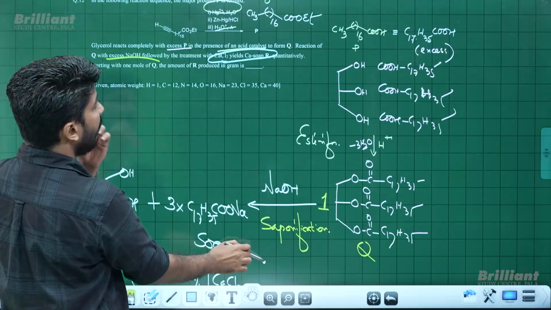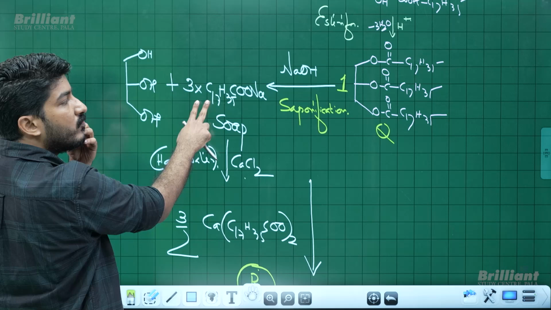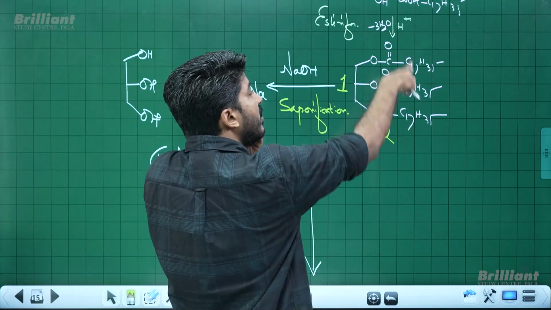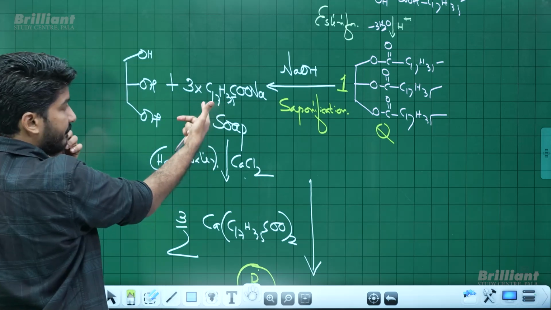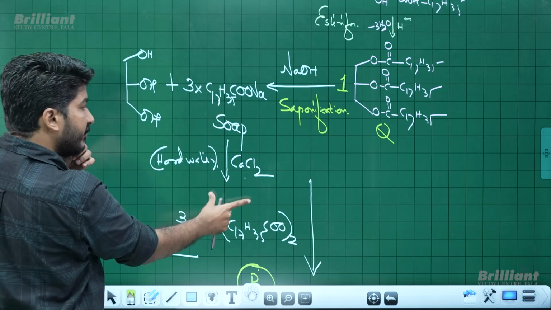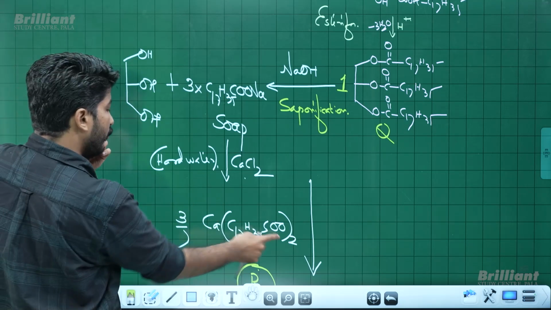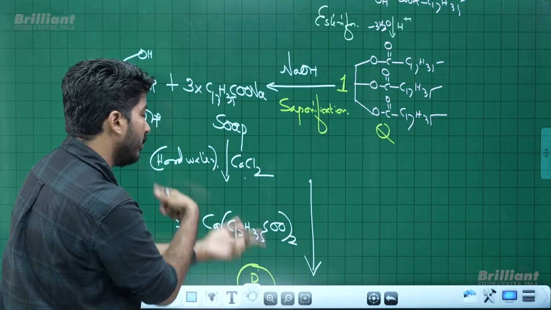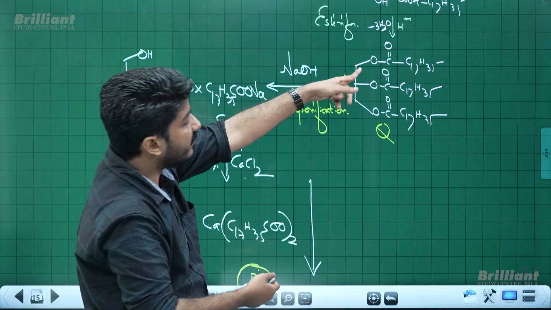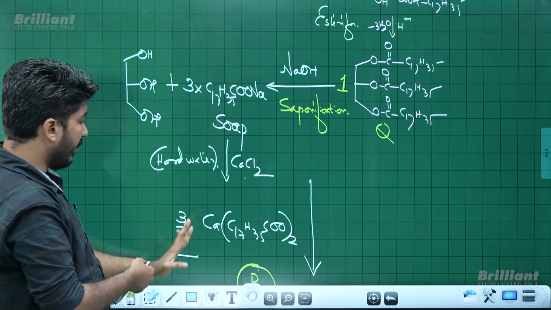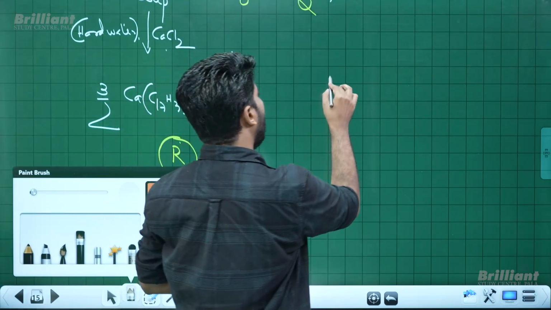From 1 mole of Q, you know that 3 moles of sodium soap will be produced. All these 3 C17H35 units will be converted to 3 moles of soap. And now on treating this with calcium chloride, 3/2 moles of this will be forming, right. 3/2 into 2, overall 3 moles of stearate we have to have in the final solution also. So 1 mole of Q effectively gives 3/2 moles of R.